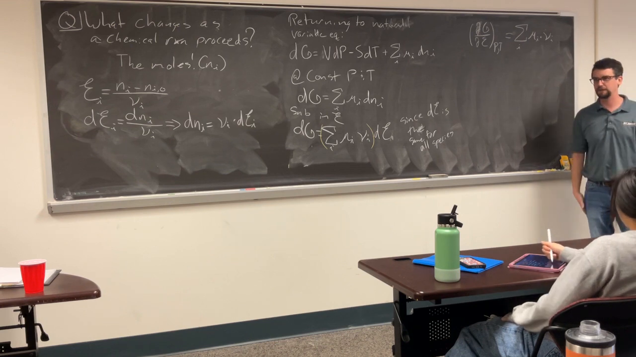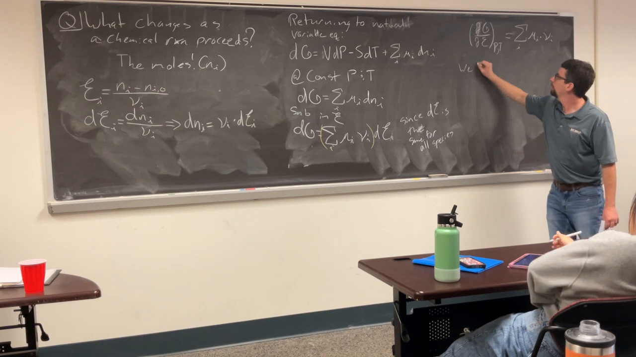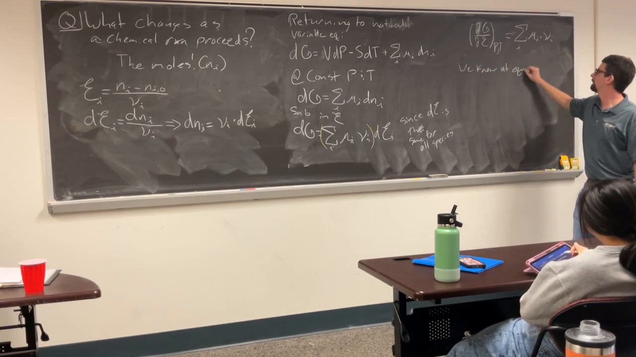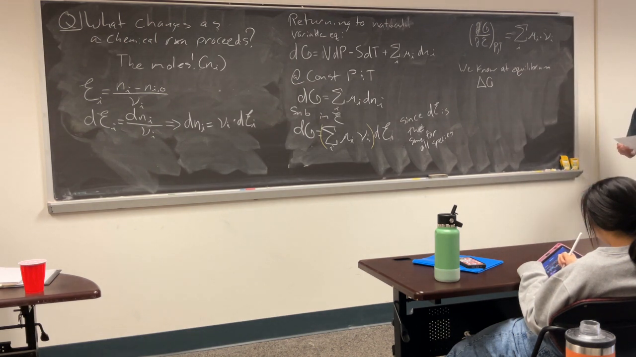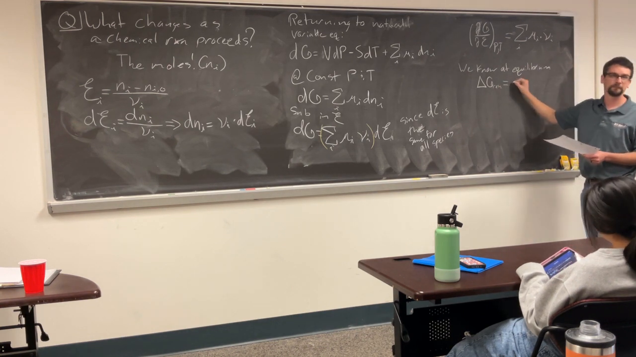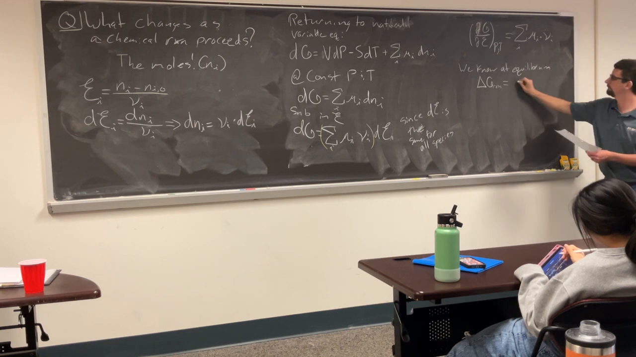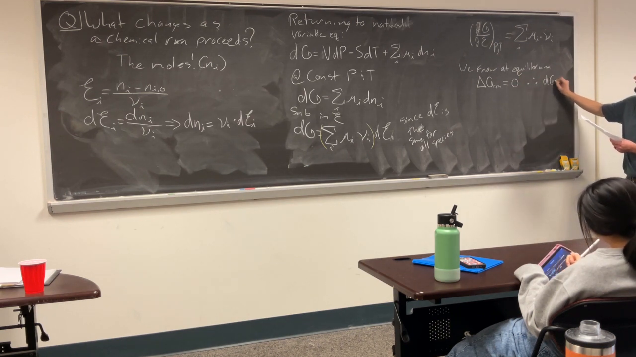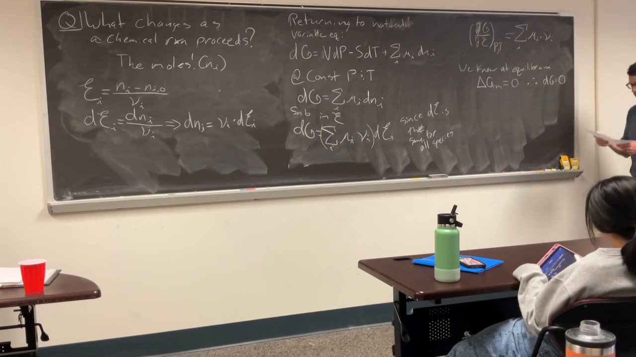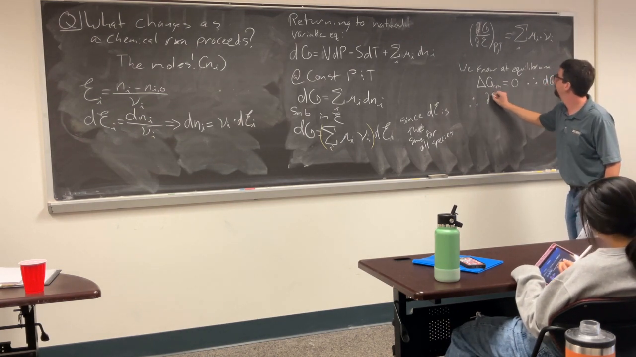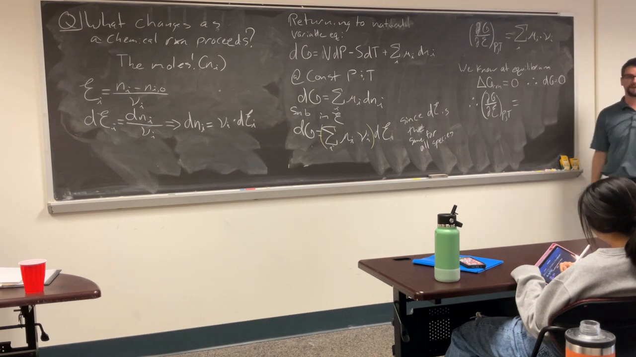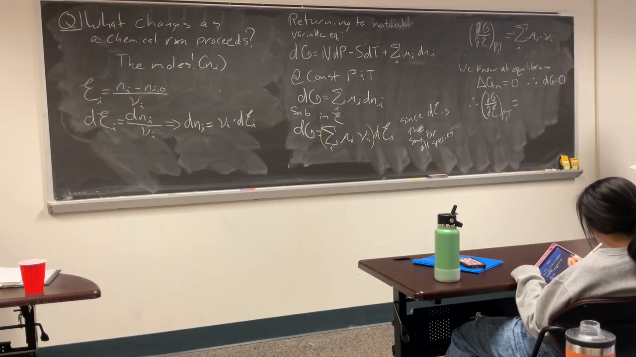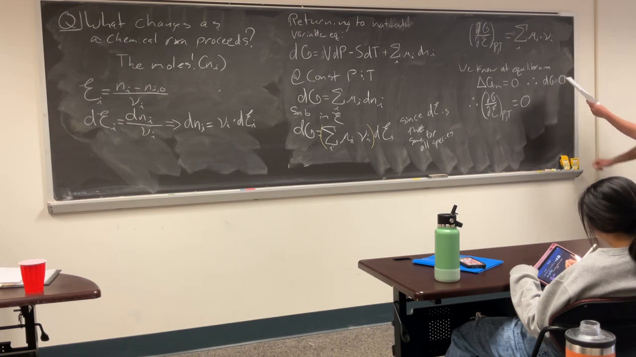I promised we would tie this into equilibrium. We know at equilibrium, what's delta G equal to? Zero. Therefore, what's dG equal to? Zero. Okay. Then at equilibrium, what's that thing equal to? Zero. What else is equal to zero? That summation. Yeah, that summation thing.